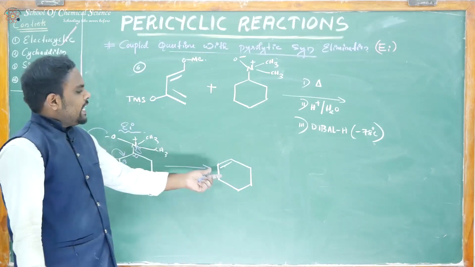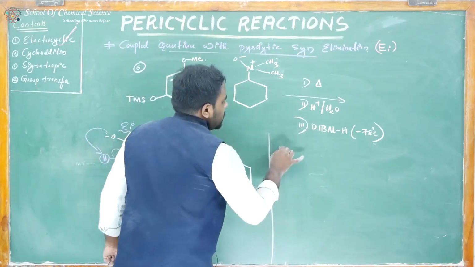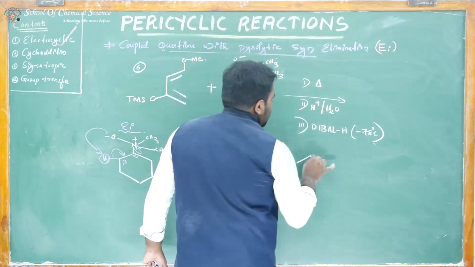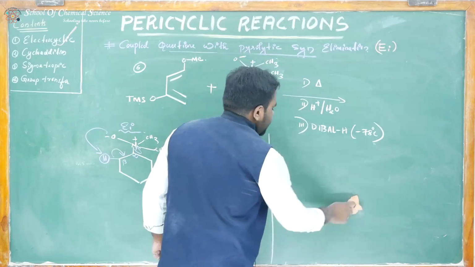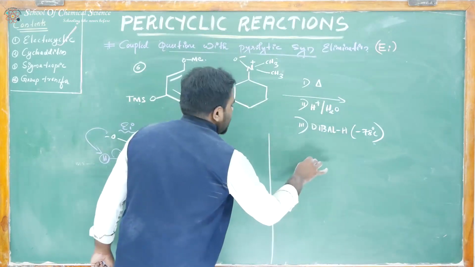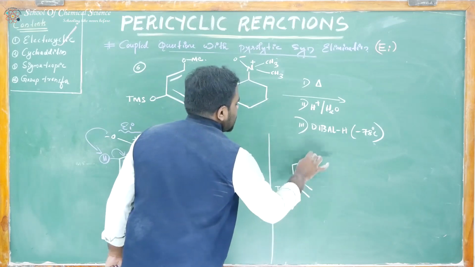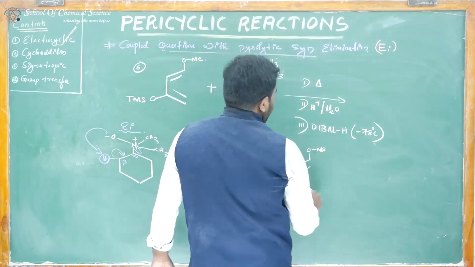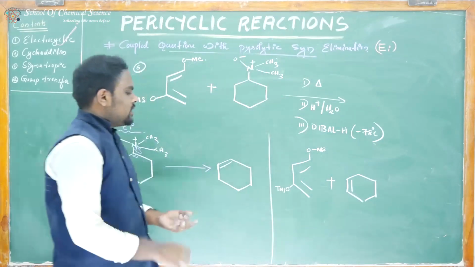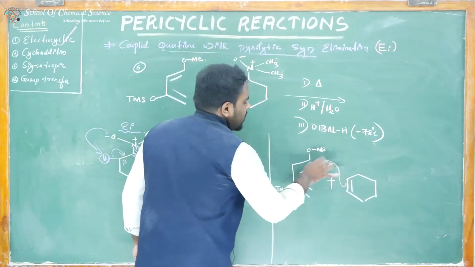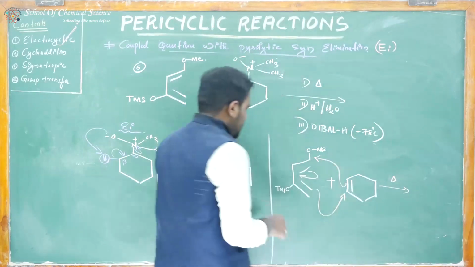So the dienophile is there, the diene is also there. After the generation of the dienophile, a 4 plus 2 cycloaddition reaction takes place with the already given diene, OTMS, OMe, plus the formed dienophile. This is the formed dienophile, a 4 plus 2 cycloaddition reaction under thermal condition.